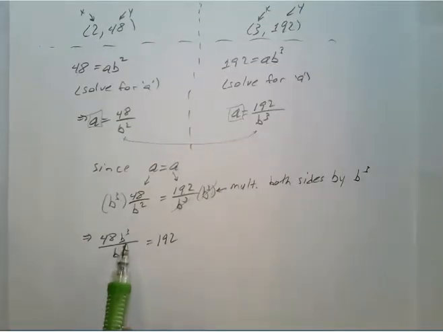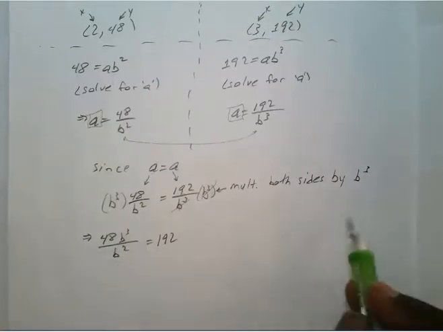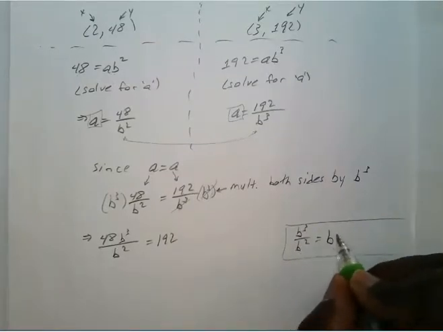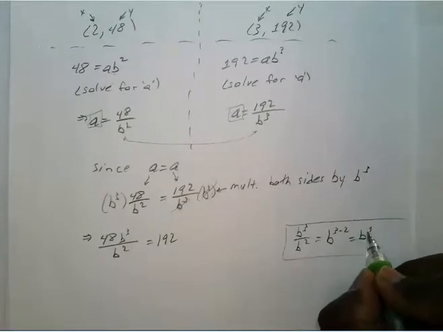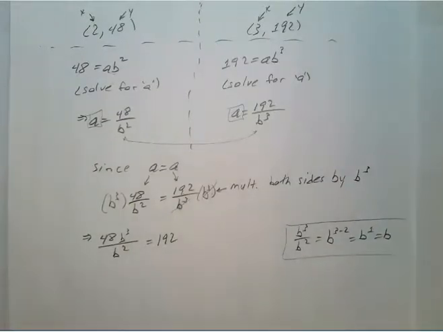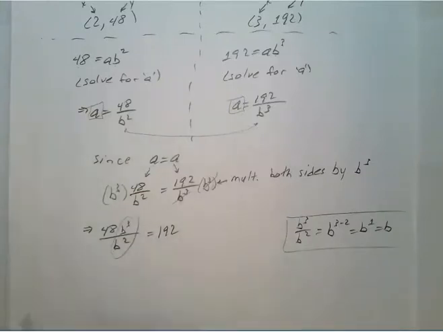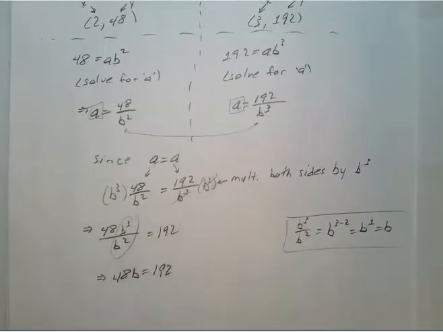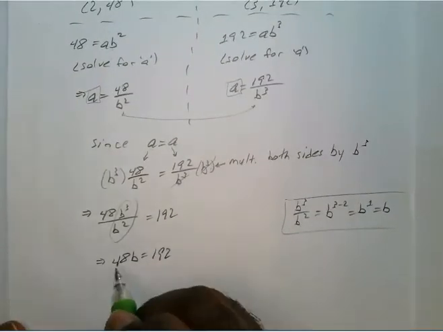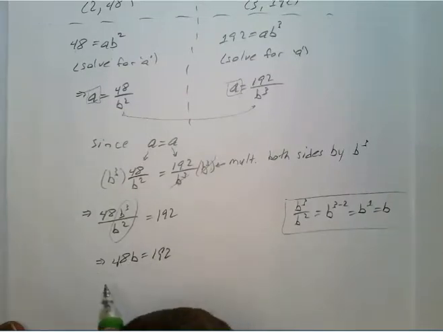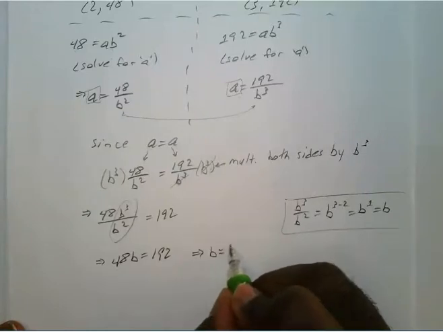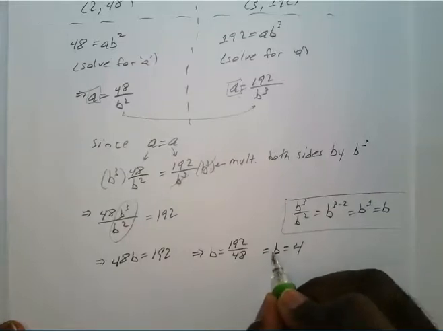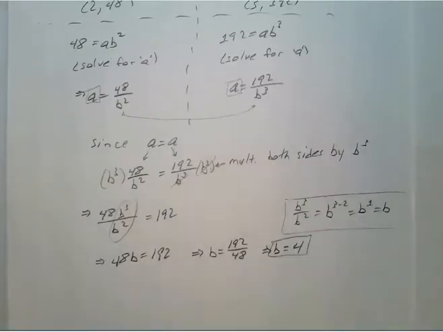Okay, so now we go ahead and simplify this. We solve for b. B to the third divided by b squared is equal to b to the 3 minus 2, which is b to the first power, which is just b. Okay, so these two simplify to be just b. So you have 48b equals 192. Okay, so we go ahead and divide both sides by 48. b equals 192 divided by 48. So we know that b is equal to 4. Okay, so we have our b.